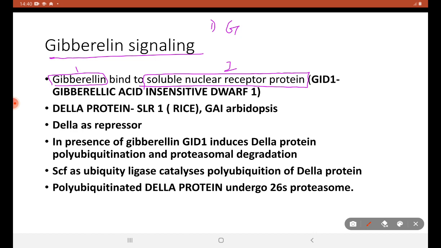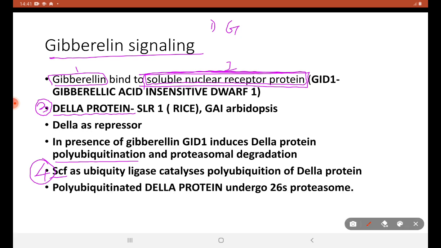In short, GID1, abbreviated as gibberellic acid insensitive dwarf 1. This is the soluble nuclear receptor protein, the name of the receptor. The third thing is DELLA protein. The next thing is the polyubiquitination process by SCF. The fourth thing is SCF. These are the major components of gibberellin signaling.